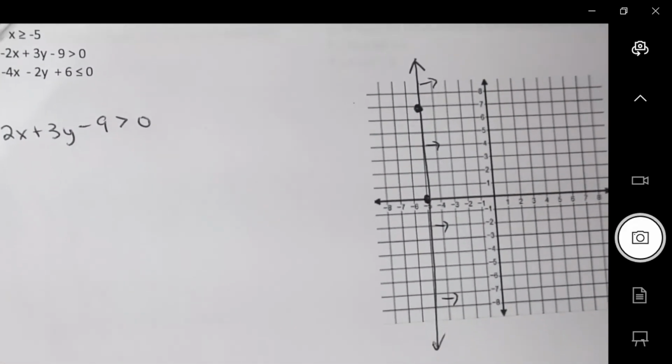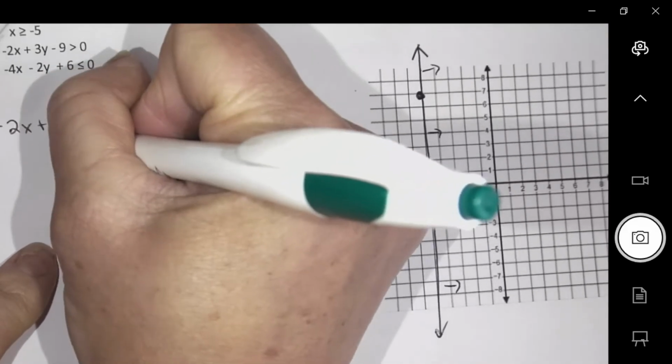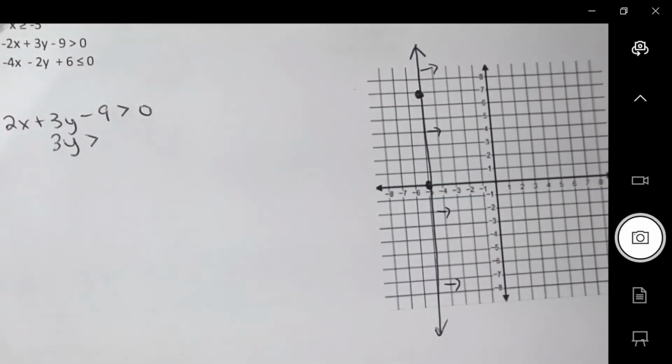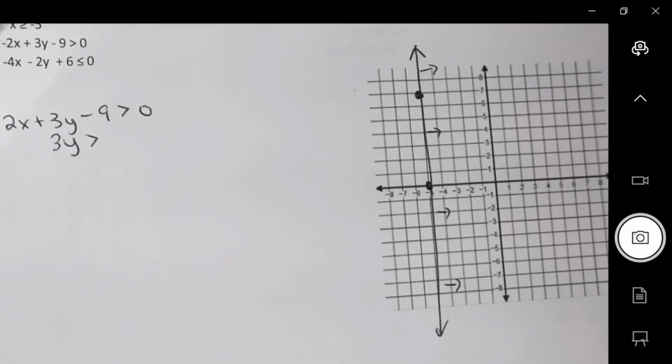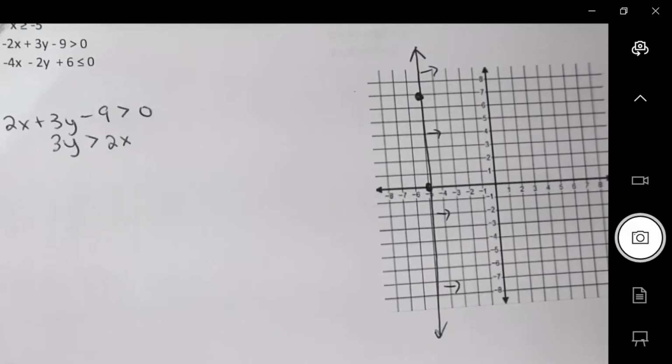Okay, next we have this line, and we're going to have to put in some work. It's not very nice looking right now. We're going to do algebra, and we're going to get it to look like mx plus b form. Okay, ready? I'm going to keep the y's. I'm going to move the x. So once I move the x, the sign will change. I'm going to move the 9.